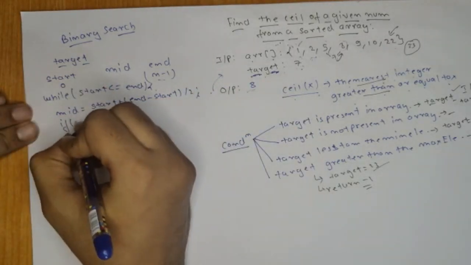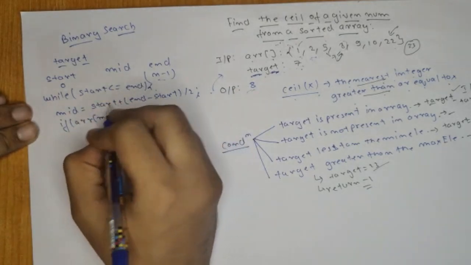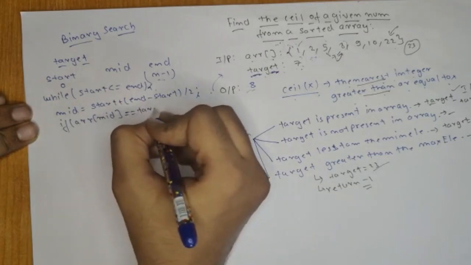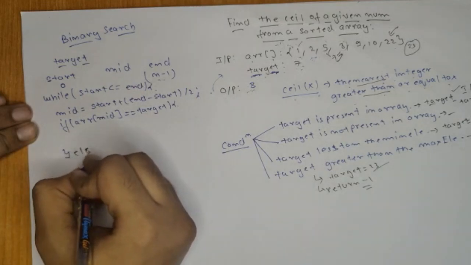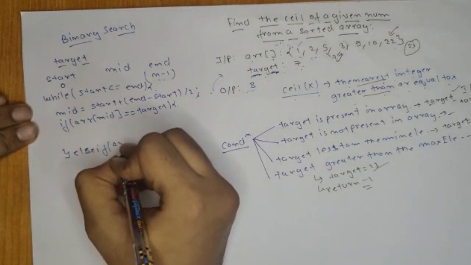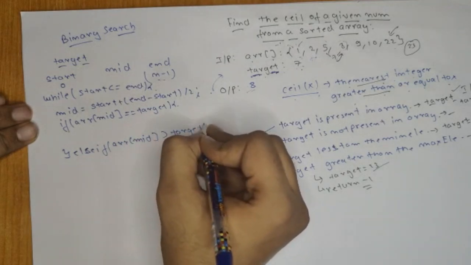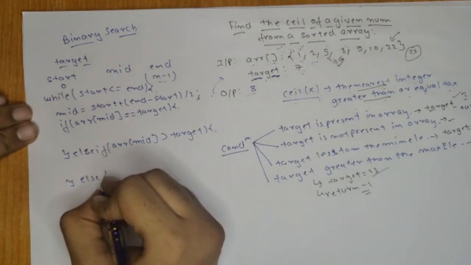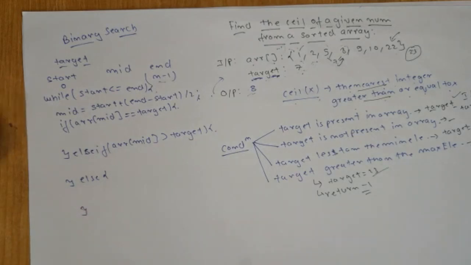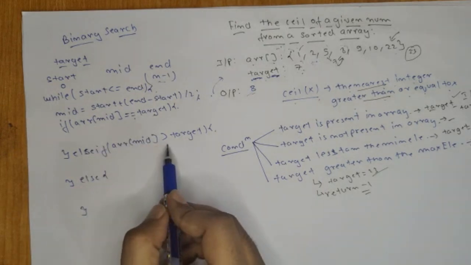Then there were 3 possibilities. What if the element at the mid index is the same as the target? Then what do we have to do? Else if the middle element is greater than the target? And the third condition is, what if the middle element is less than the target? So we can simply write an else condition, because there are 3 possibilities of comparison between 2 numbers: it will be equal, it will be greater, or it will be less.